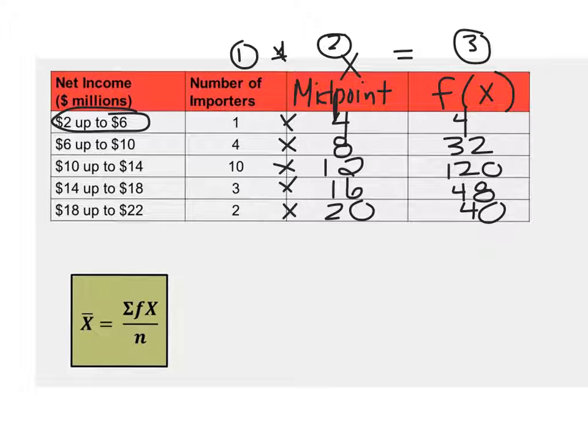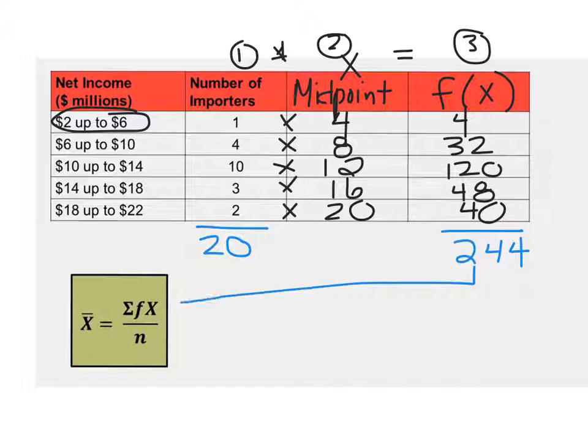Now our next step in this process is to add up our frequency times our midpoint, and that'll give us a value of 244. Our next step is to add our frequency column, which will give us our number of observations, which is 20.